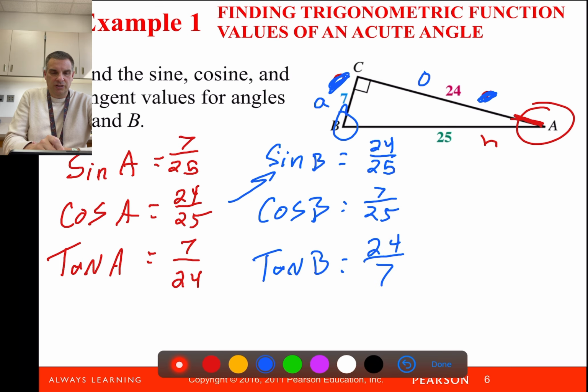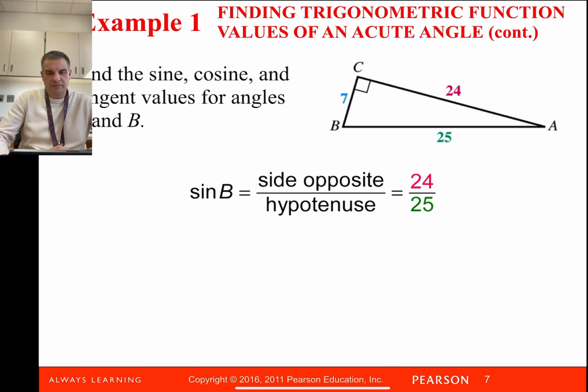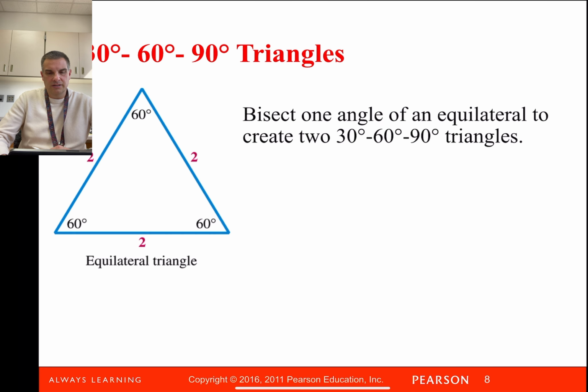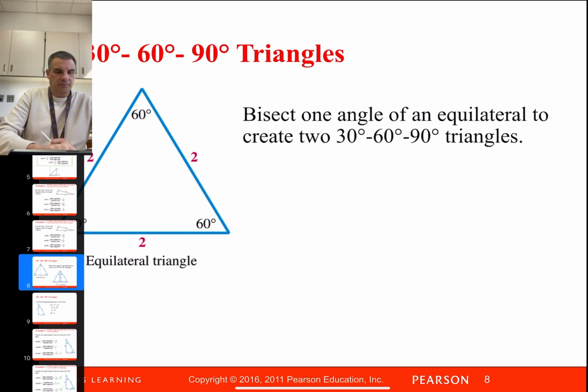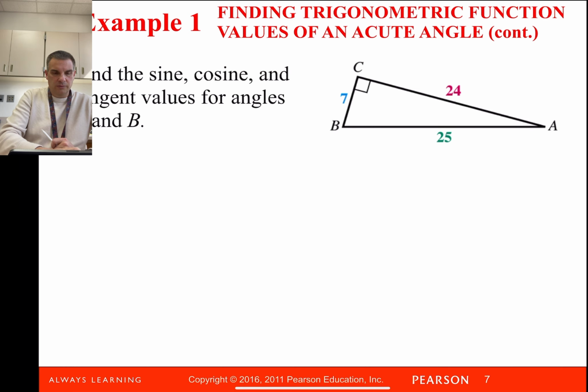Okay, and you'll notice these ratios are the same, and those are just reciprocals of each other. Okay, so there's the sine, cosine, and tangent values for both A and B. So label them in accordance to the angle that you're looking at, and then go from there. And there's their solutions.